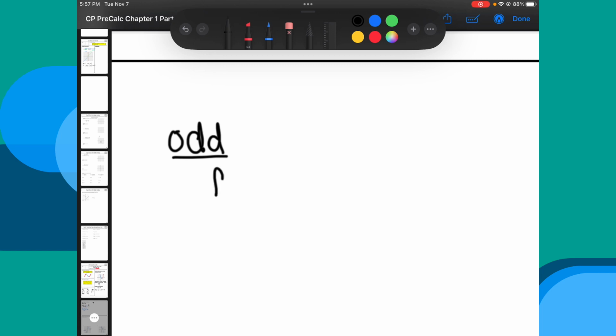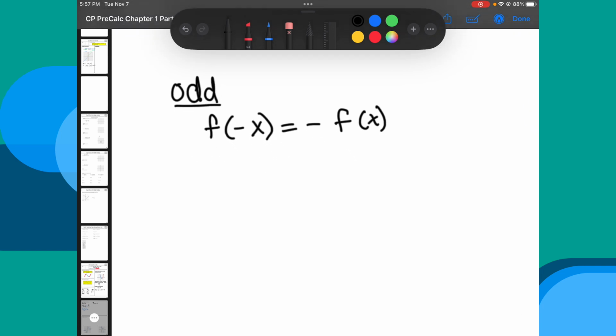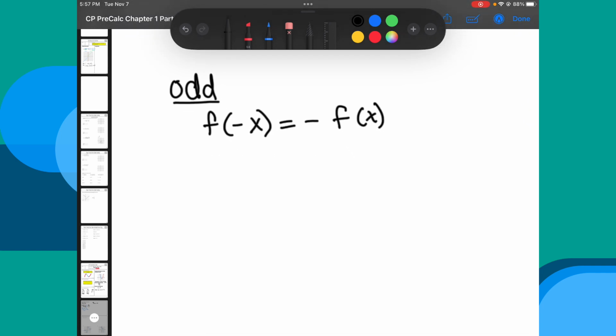So if I plug in a negative x into my function and the entire function becomes negative, then I have an odd function. Basically, all those values of y are changing from kind of quad 1 down to quad 3.